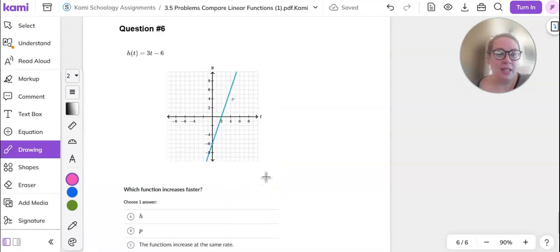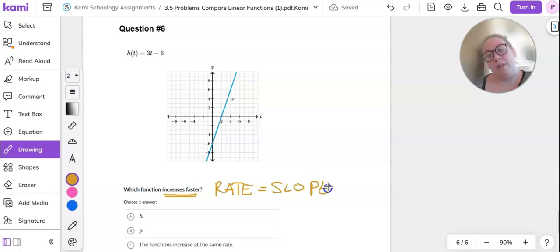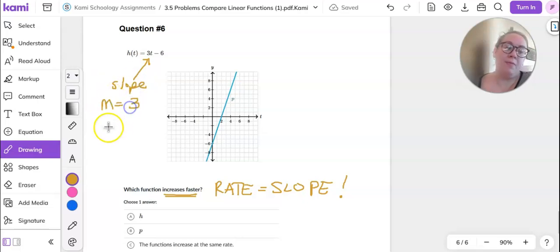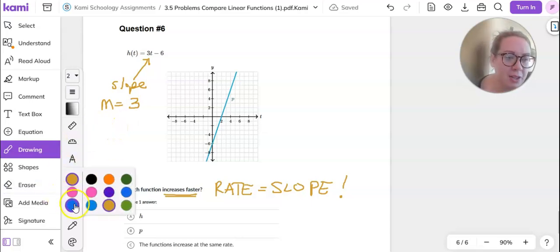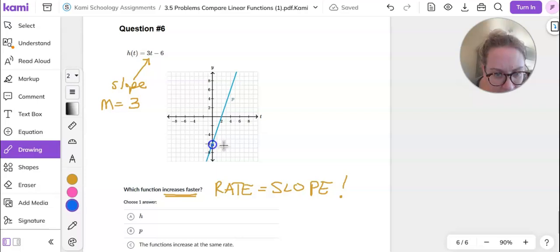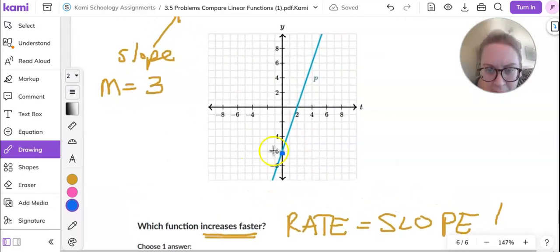Last one here is question 6, and it says, which one increases faster? So when we're talking about increasing or decreasing, fast or slow, we're thinking about our rate, right? Which is our slope. So in the first equation, h of t equals 3t minus 6. h is the name of the function. t is our input. And here is our slope right in front of our input, 3, or 3/1.